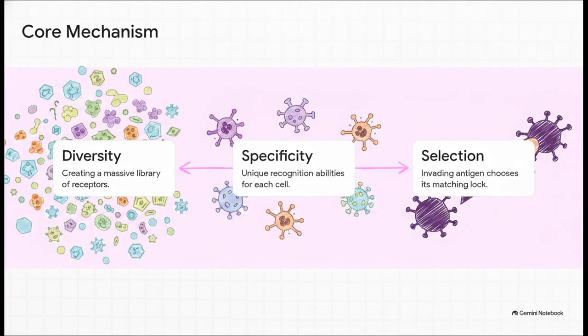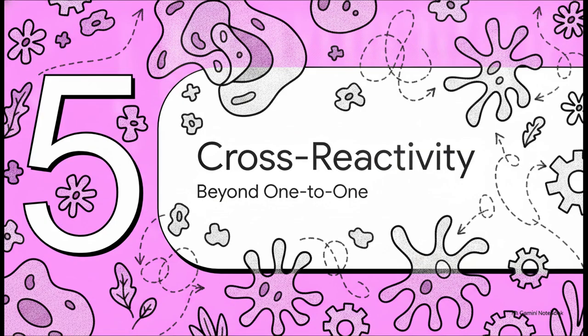So the core, fundamental mechanism boils down to this. You absolutely cannot have specificity without first generating a massive foundation of diversity. The body builds that incredibly diverse repertoire up front. That repertoire allows for unique specificity in each individual cell, and then finally, that specific fit allows the invading antigen to make its selection. Let's add some complexity in Section 5, cross-reactivity and nuance beyond one-to-one.